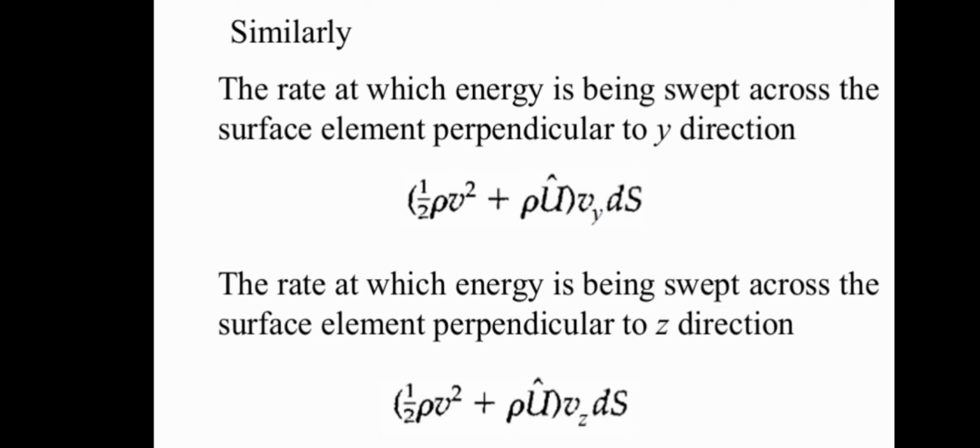More formally, the convective energy flux vector can be represented as rho into (u plus half v square) plus p into v, where rho is the density, u is the internal energy per unit mass, and half v square is the kinetic energy per unit mass, p is the pressure, and v is the velocity vector. While the term pv represents the rate at which work is done by pressure forces in moving the fluid across the control surface, and it's naturally associated with the convective transport.